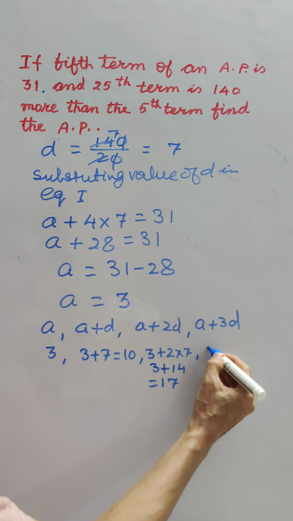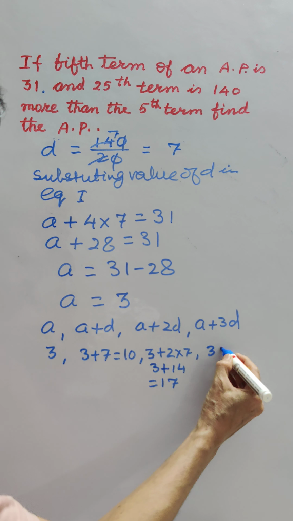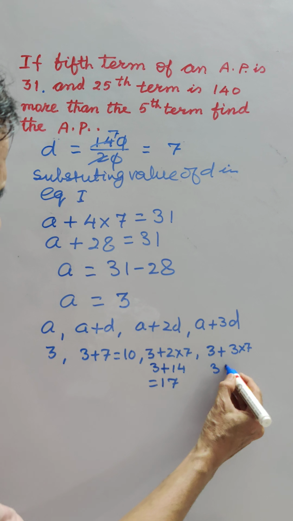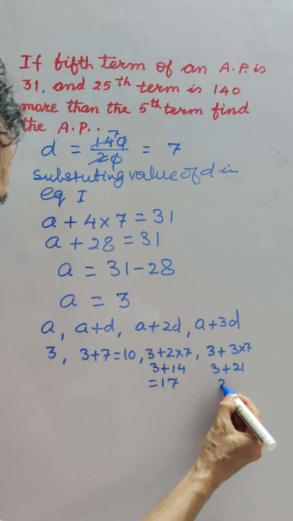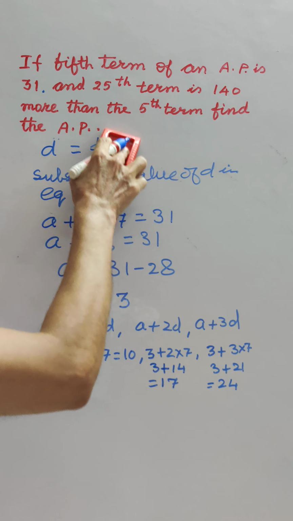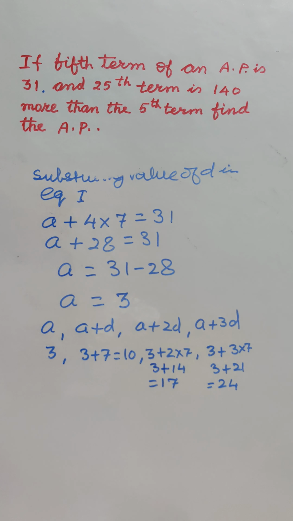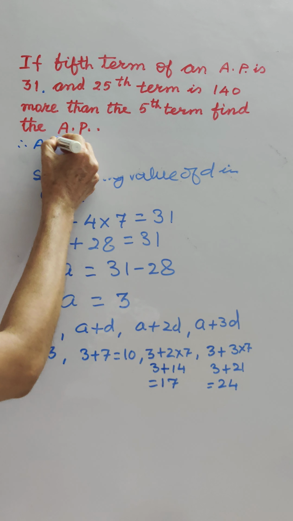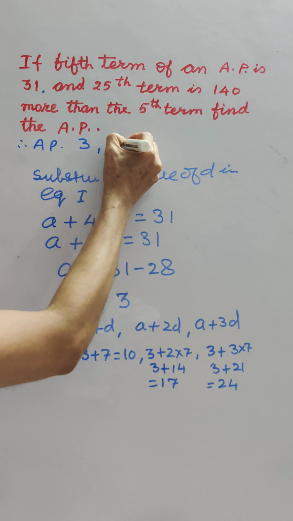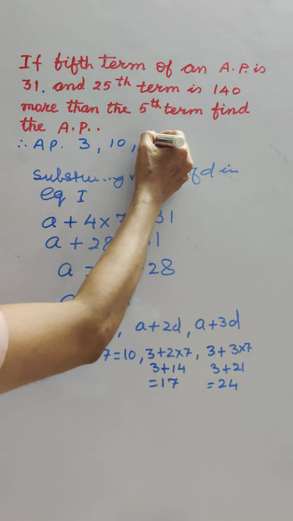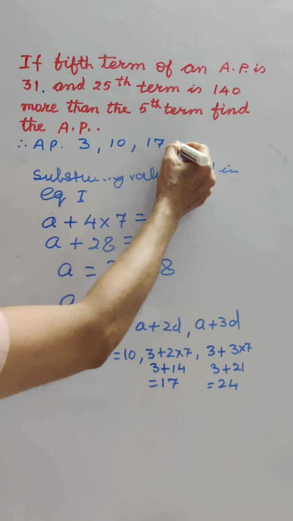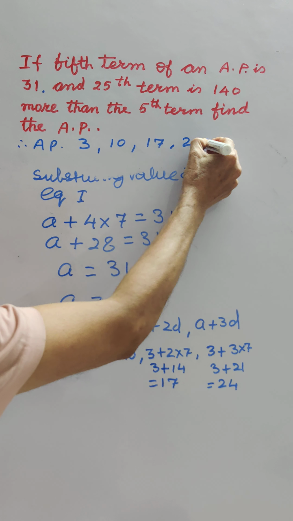And here a plus 3d. So 3 plus 3 into 7. 7 3s are 21. That is 3 plus 21 means 24. So this way AP will be 3, 10, 17, 24 and so on.